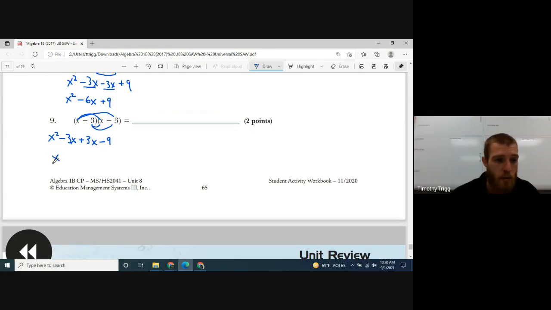Here in this case, we can also combine the negative 3x and the positive 3x. Those actually cancel because they're opposite signs, right? So then we're just left with x squared and negative 9. So x squared minus 9.